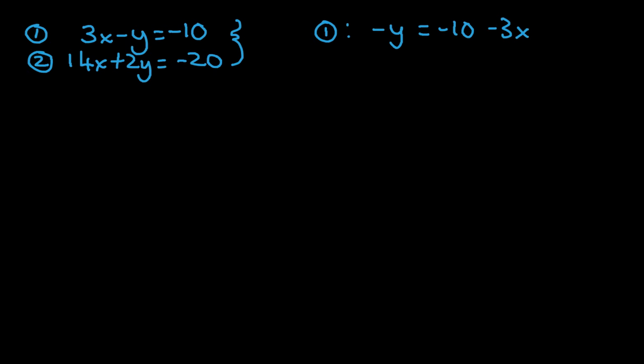But we can simplify this further. If we multiply through by negative 1, equation 1 becomes y is equal to, let's put the x term first, 3x plus 10.